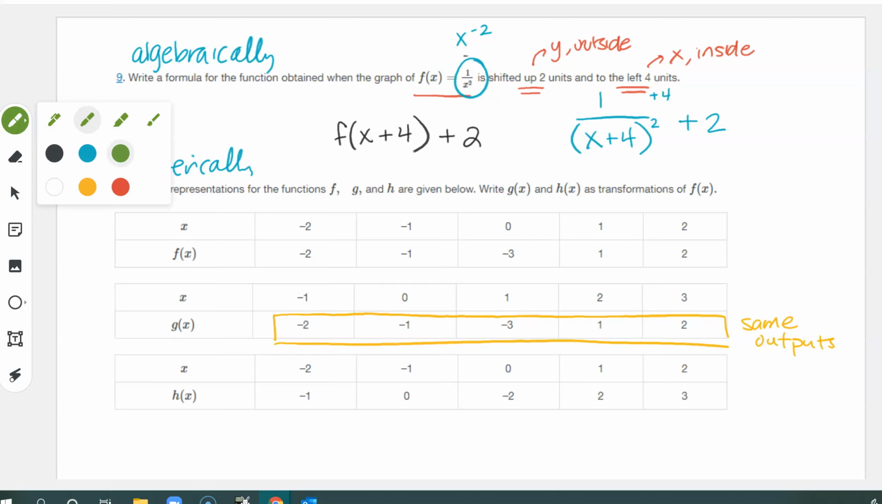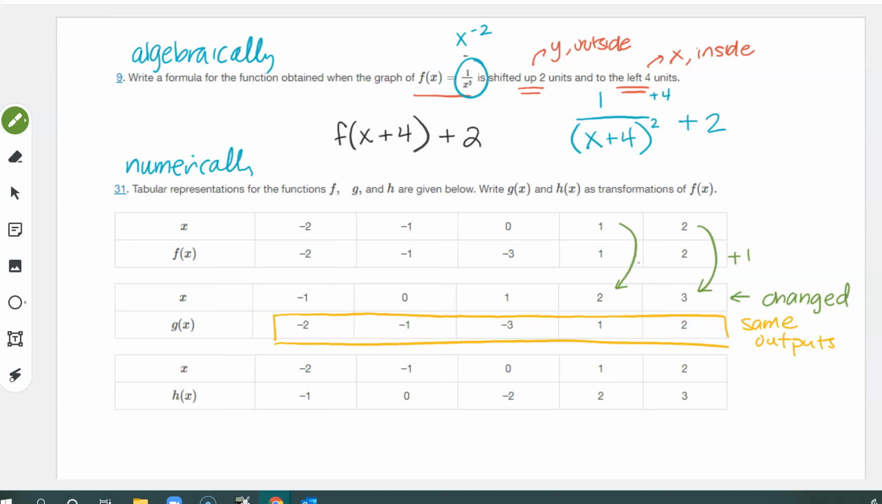But we can see that our x's have changed. So we can look and see what's the change. Well, 2 became 3, 1 became 2, 0 became 1. They've all had 1 added to them. In fact, you can go ahead and make yourself a quick little sketch to see what this looks like, right?